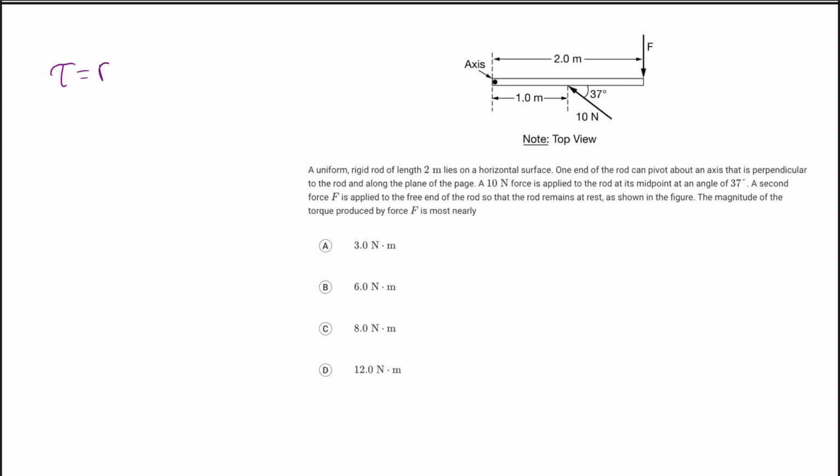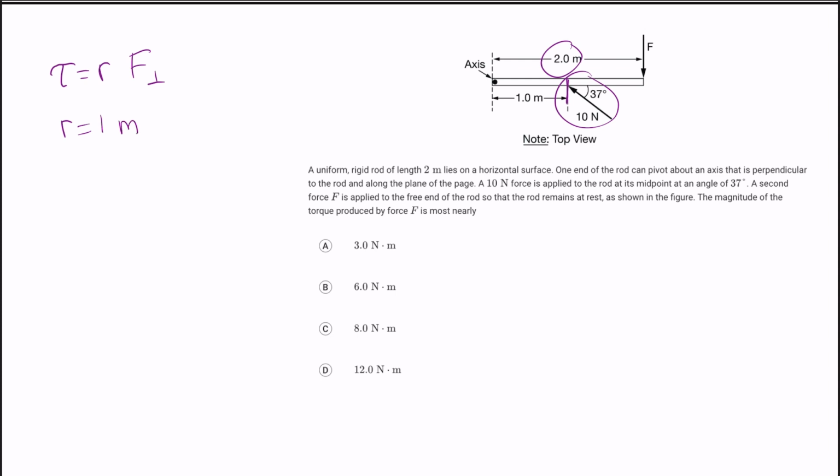So torque is generated as R, which is the distance of your applied force from the axis of rotation, times the force that is perpendicular to your lever arm. In this case, the lever arm is the rod itself. All right, great. So we know how far from our axis of rotation this 10 Newton force is applied because it says it's the halfway point, and we know that the whole thing is 2. So then we know that R is equal to 1 meter.